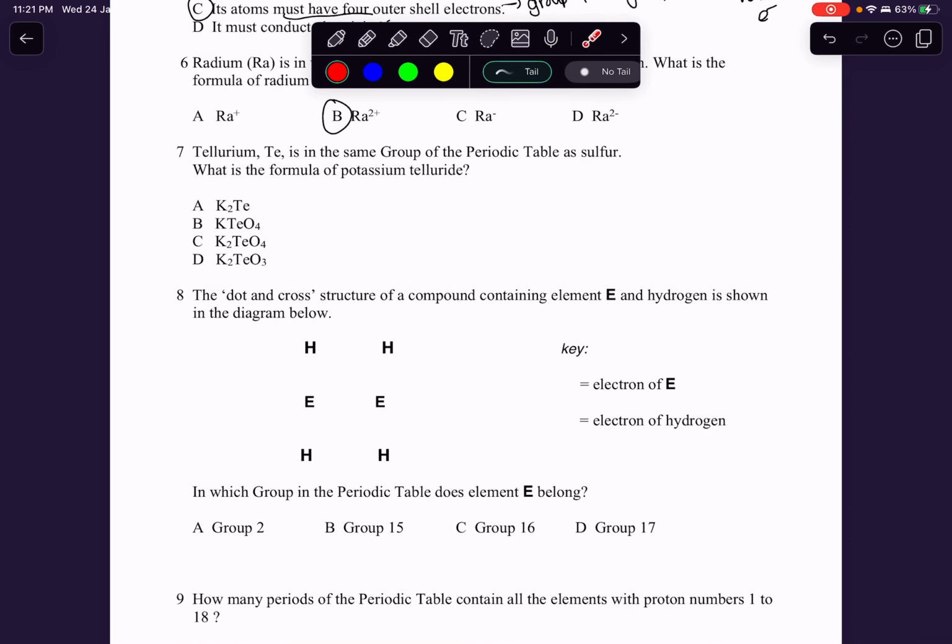Question 7. Tellurium, Te, is in the same group of the periodic table as sulfur. What's the formula of potassium telluride? Sulfur will form an S2- ion, because it's group 16. It will gain 2 valence electrons, so Te will also be Te2-. Potassium is group 1, so it will form K+ by losing 1 electron. To pair K+ with Te2-, you can use the crisscross method, which gives K2Te. Answer is A.